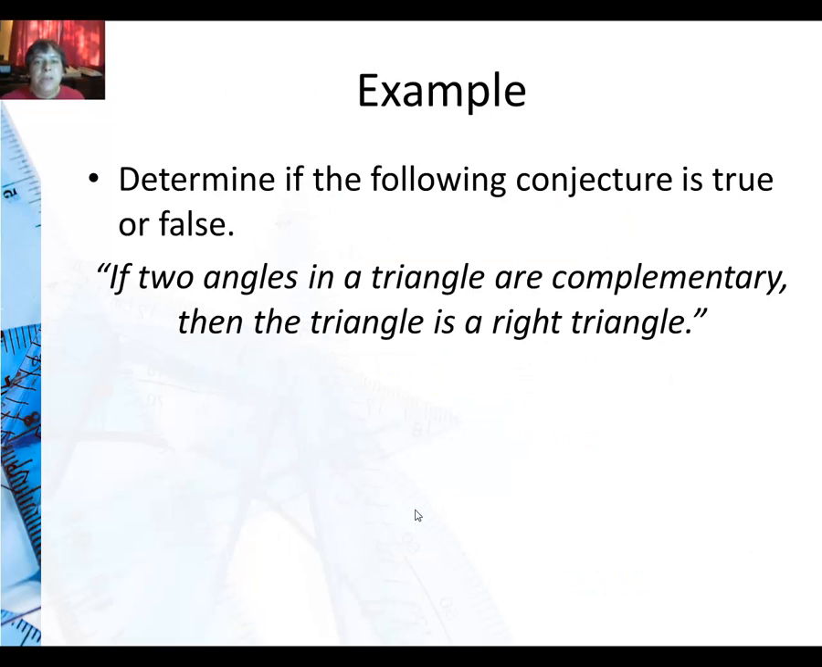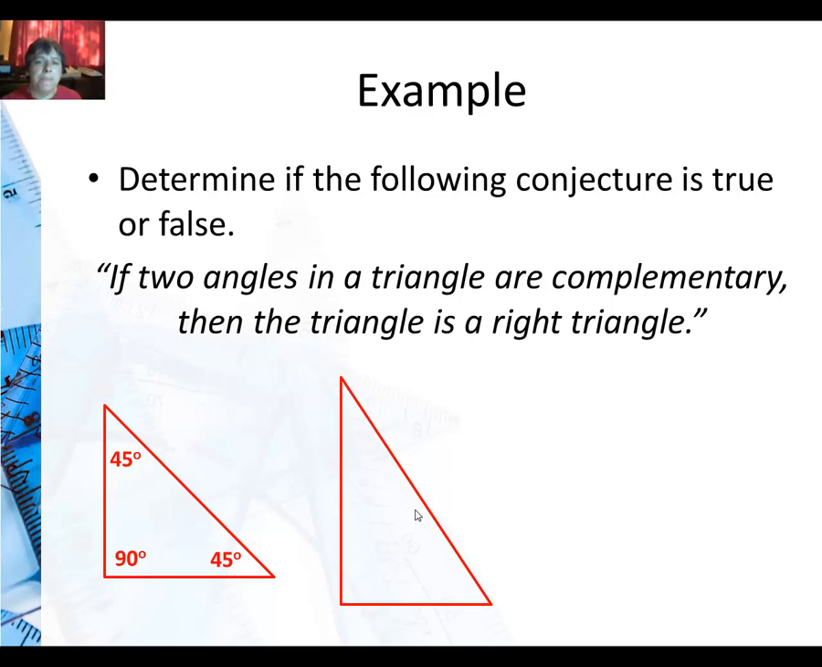Here's an example. Determine if the following conjecture is true or false. If 2 angles in a triangle are complementary, then the triangle is a right triangle. Well, I'm just going to try by looking at examples, at cases of triangles. So I'm using inductive reasoning, looking to see if there's a pattern. The first triangle I'm going to draw has a 45 degree angle. If the 2 angles are complementary, that means the other angle has to add up to 90, so that has to be 45. Well, if it's a triangle, that means the other angle is going to be 90 degrees. Okay, so that one is a right triangle.